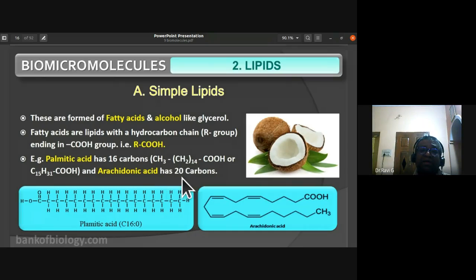Arachidonic acid has 20 carbons. So the fatty acids are lipids with a hydrocarbon chain ending in COOH. This is the hydrocarbon chain, nearly 16 carbon atoms in palmitic acid, and in arachidonic acid there are 20 carbons, and they end with the carboxylic acid group.